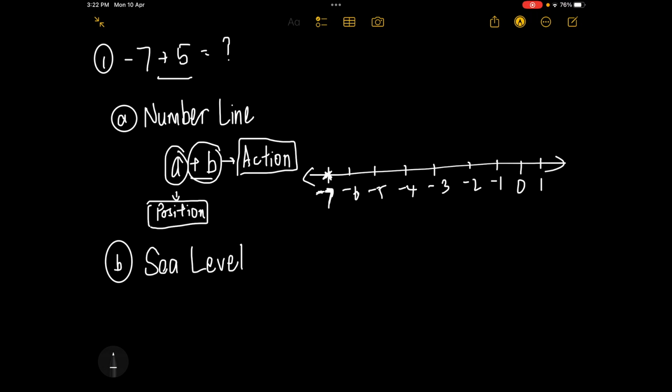So the second number here will be the action. If it is plus, you have to go towards the right, and if it is minus, you have to go towards the left. So here we have +5. So +5, we can say it is +5, move towards the right 5 times. So from here, -7, you have 1, 2, 3, 4, and 5. And as you can see, we have landed at the number -2.